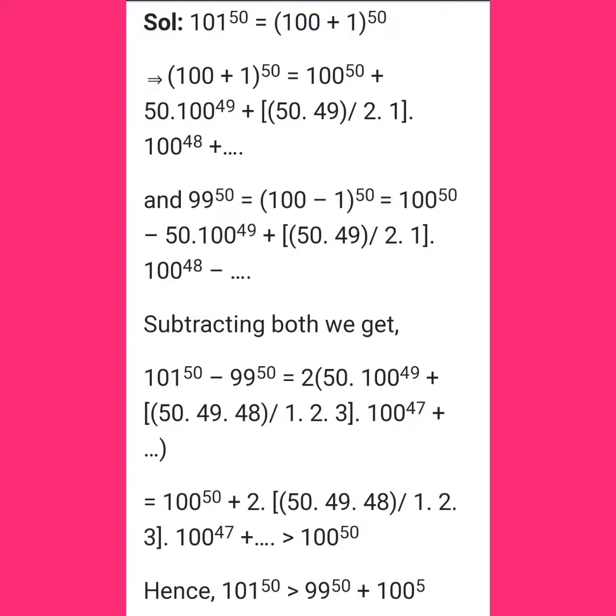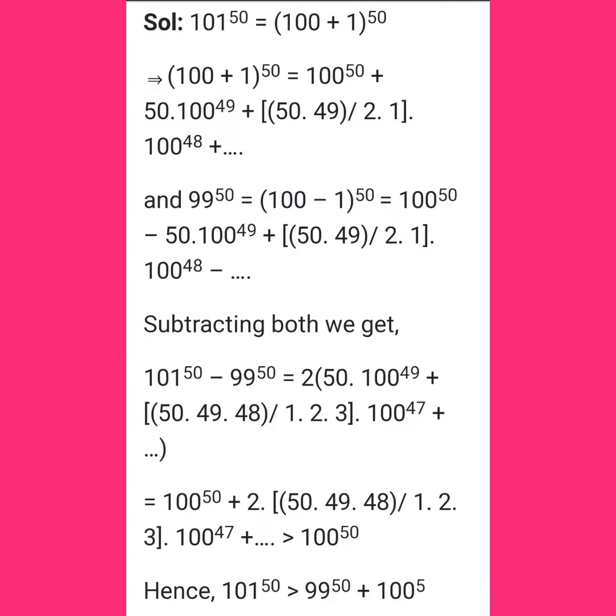Subtracting both, we get 101 power 50 minus 99 power 50 is equal to 2 into 50 into 100 power 49 plus etc. So, that is equal to 100 power 50 plus 2 into 50 into 49 into 48 whole divided by 1 into 2, etc. Hence, you find 101 power 50 is strictly greater than 99 power 50 plus 10^5. So, this is the relation between 101 power 50 and 99 power 50.